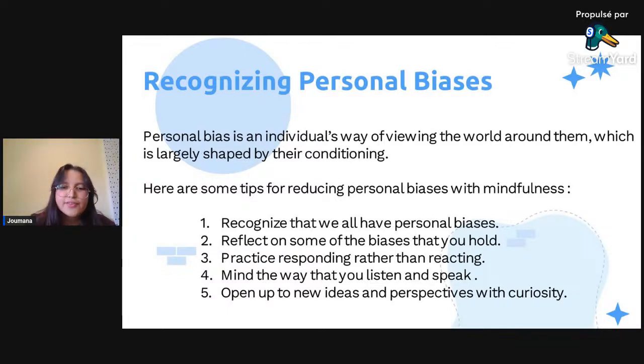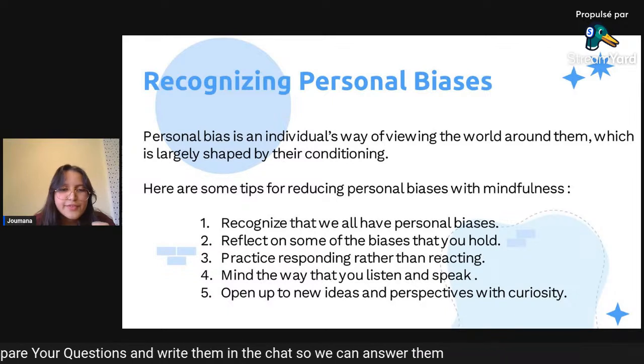Practice responding rather than reacting. When you encounter situations that trigger biases, pause and consciously choose how to respond in a way that aligns with your values. First of all, the way that you listen and speak. Pay attention to your communication patterns. Engage with what others are saying without interrupting or immediately forming judgments. Choose your words carefully to communicate with empathy and respect.